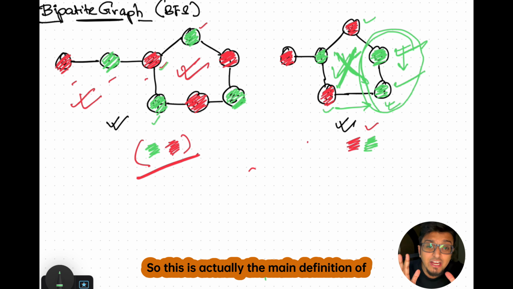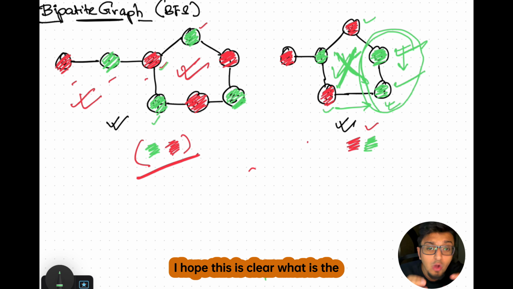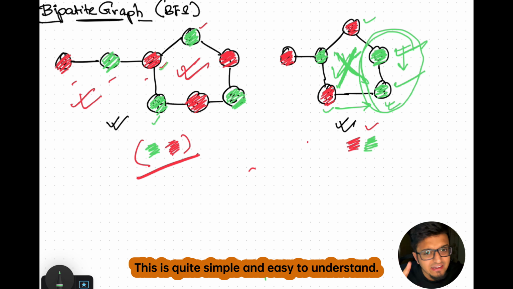So this is actually the main definition of the bipartite graph. I hope this is clear. What is the actual definition of the bipartite graph? This is quite simple and easy to understand.